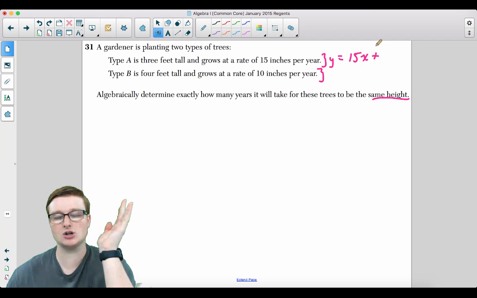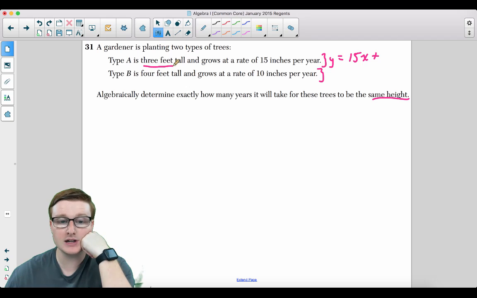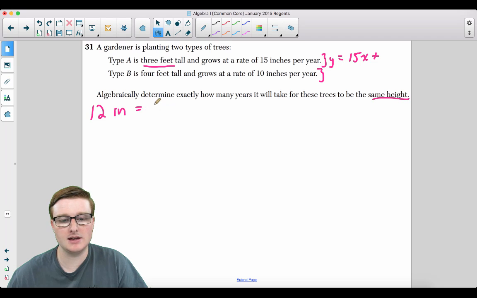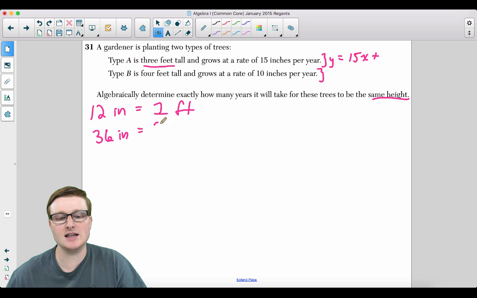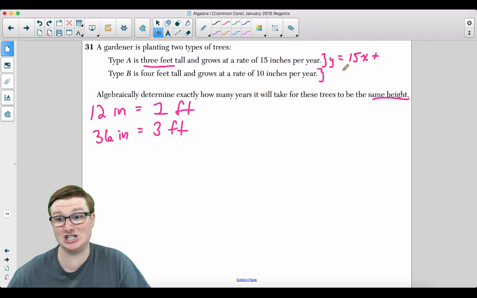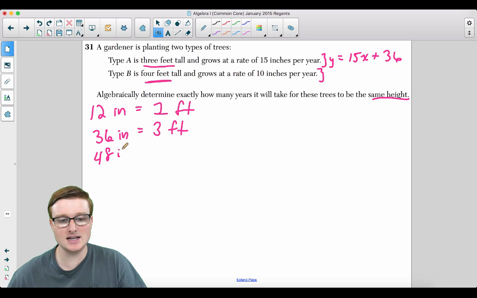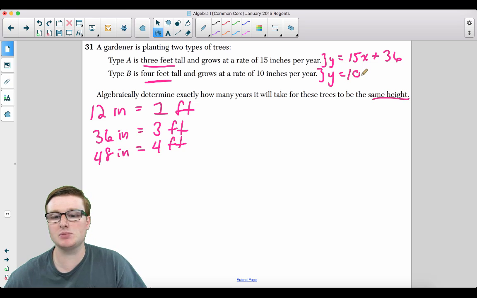Now, be so incredibly careful. It says 3 feet. How many inches are in 1 foot? Well, there's 12 inches in 1 foot. Therefore, there are 36 inches in 3 feet, because if you take 3 feet and multiply it by 12, you get 36 inches. So it's 15x plus 36. Same thing over here. 4 feet. There are 48 inches in 4 feet. So y is equal to 10 inches per year. So it's 10x plus 48.